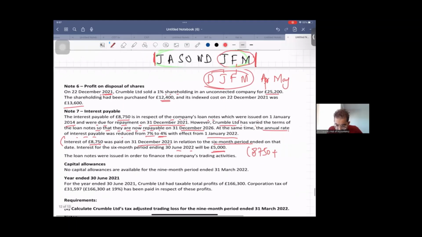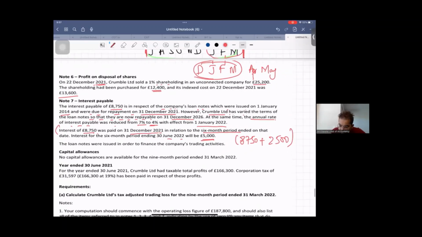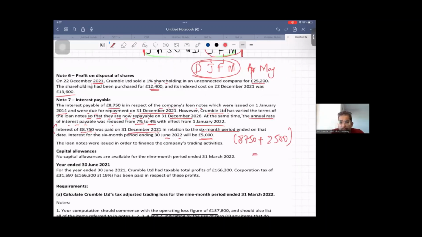Listen to me. They are saying the remaining interest is for next 6 months. But in our accounting period, now only 3 months will match. So we'll only include 2,500. So 8750 plus 2,500. What is our interest expense? Tell me. What is the relevant interest expense for us? 11250. Very good. 11250.